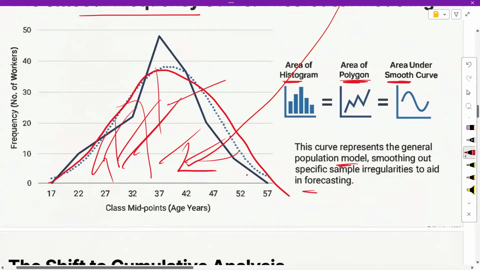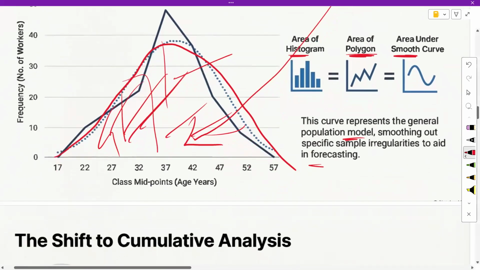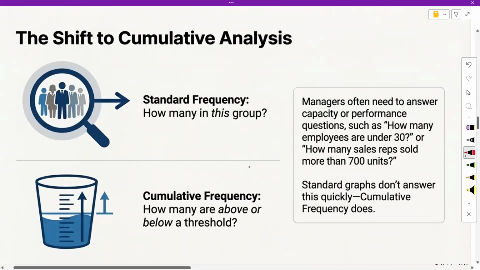Right. So this may be useful for many applications. We will discuss in the forthcoming classes. Right. To shift to cumulative analysis. Cumulative means we are in the total. Right. We take the total frequency up to a particular class.